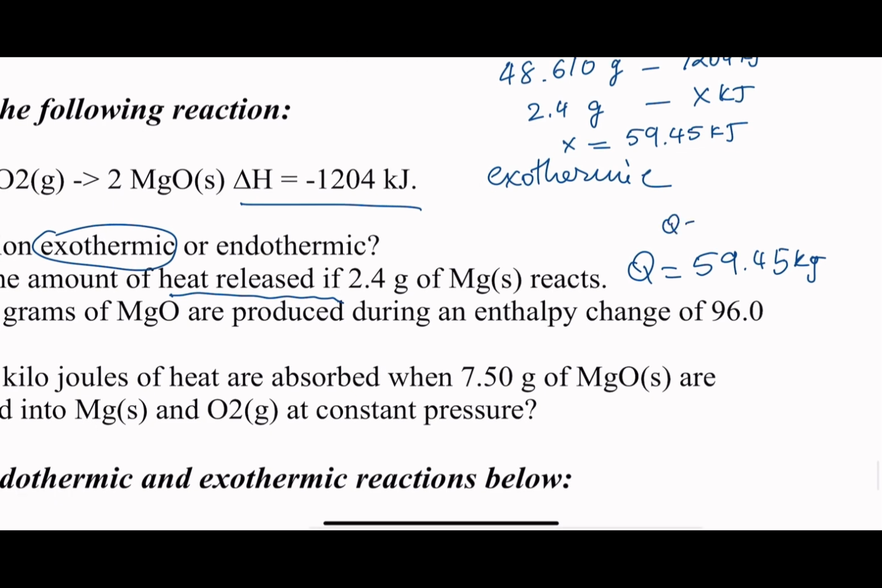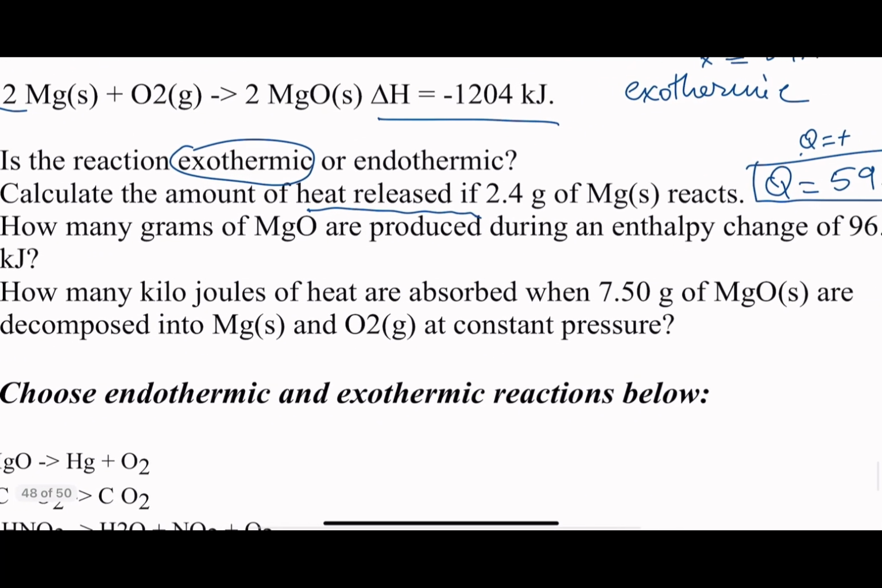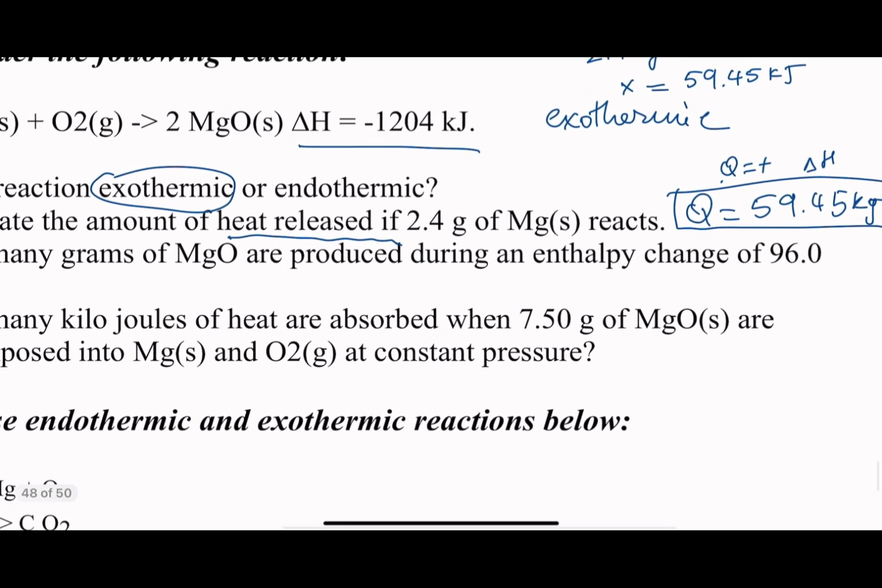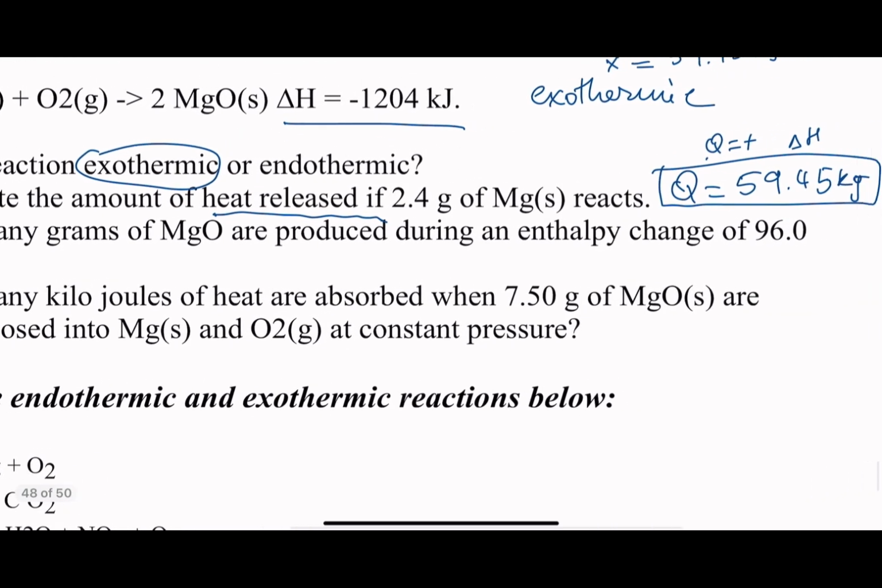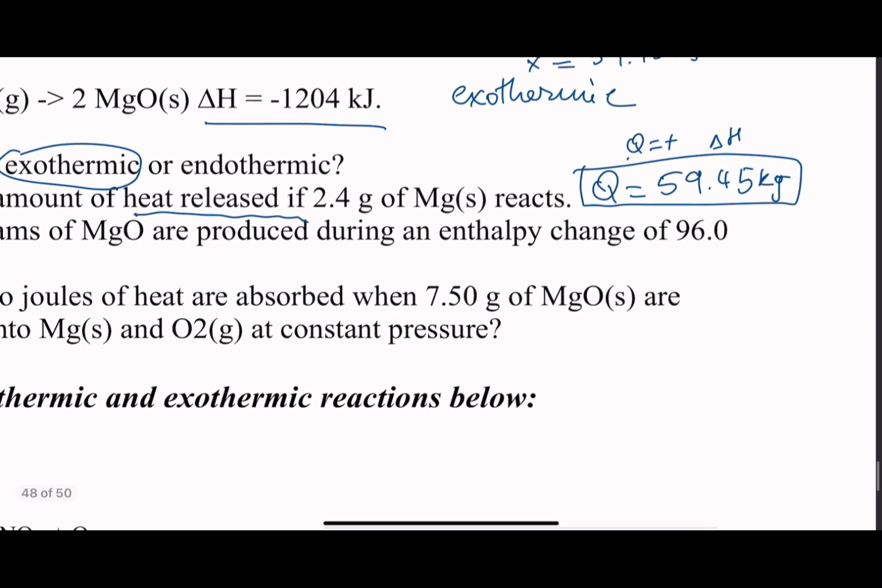Q is going to be positive, and delta H is negative, but in this case it's asking heat released, so we're looking for Q. How many grams of magnesium oxide are produced during the enthalpy change of 96 kilojoules? So again, if you look at this formula, we check the molar mass of magnesium oxide. Roughly it will be 40.305 gram per mole. And we can see from the formula it is for 2 moles, right? For 2 moles of magnesium oxide, you have released this much energy.